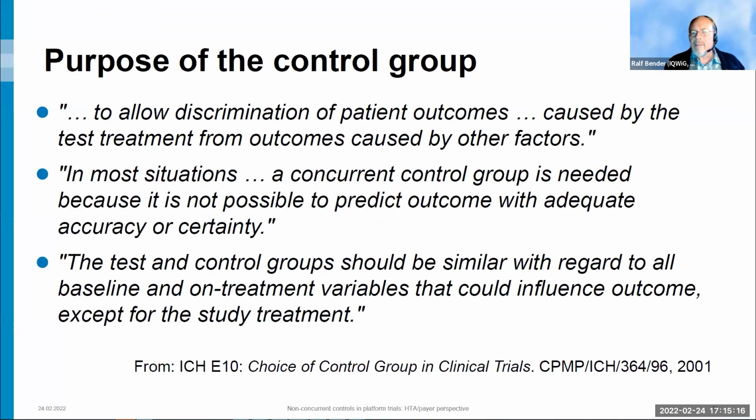Due to the excellent presentations before, I have not very much to add. We all know why we need a control group. We want to know that if we see a difference between two groups, this is caused by the test treatment and not caused by other factors. The old known guideline ICH E10 says that a concurrent control group is needed, and that test and control group should be similar in everything except the treatment.